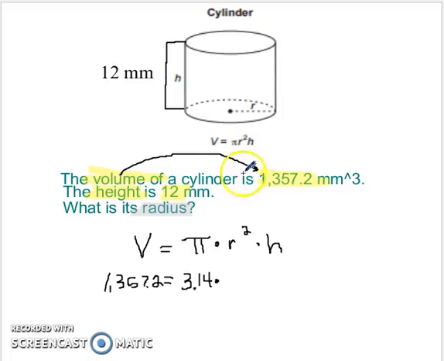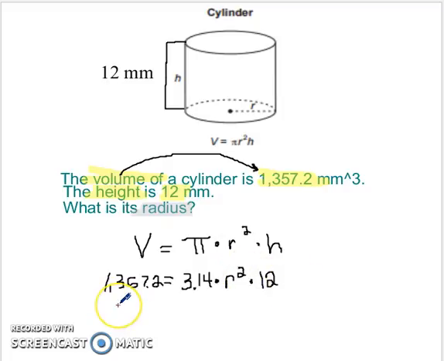The volume of a cylinder is this. The height is this. What is its radius? I don't know the radius. That has to stay a letter. And h. The volume is that. The height is that. I'll fill in the number for the height. What did I do so far? I wrote the formula. I highlighted the things I have. I highlighted what I'm going to find a different color.